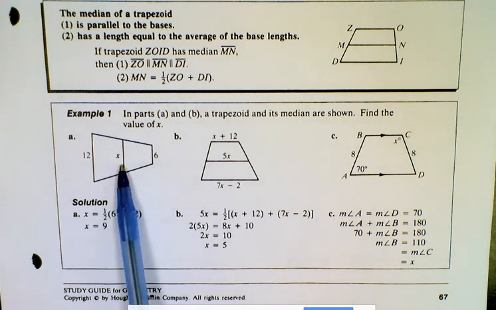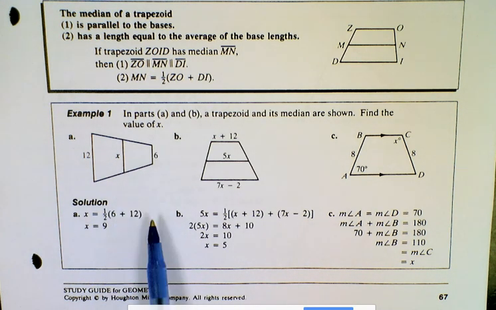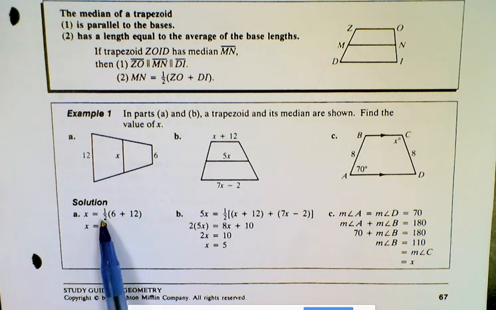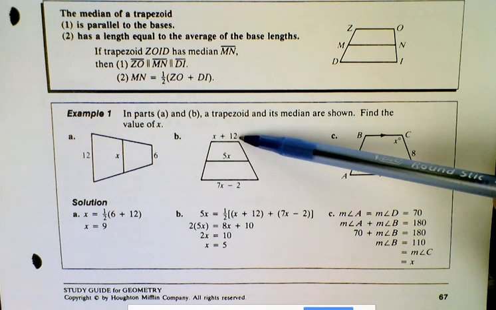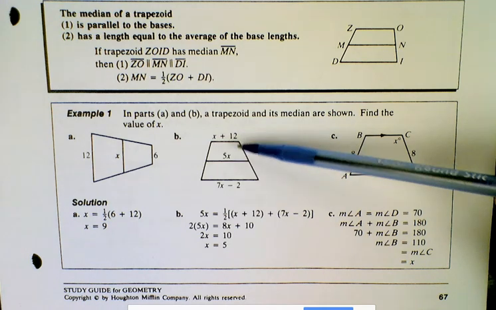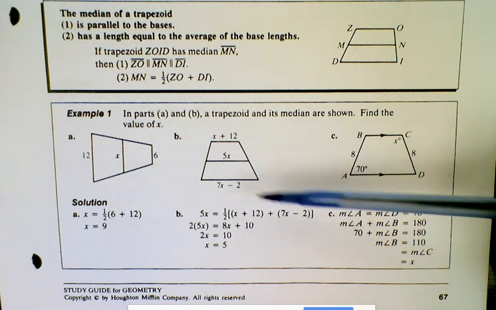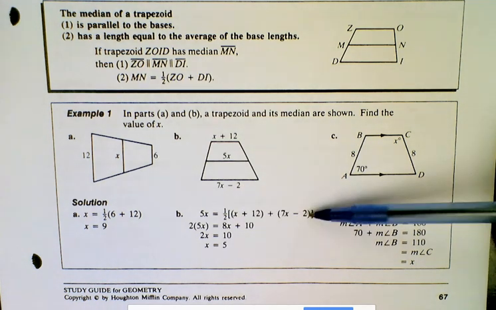So in example A, x would be our median. So we would add the two bases, 6 plus 12, and divide by 2 or multiply by 1/2 to get that our median would be 9. In example B, we're doing the same thing. 5x is our median, and that's going to be equal to half of x plus 12 plus 7x minus 2. And that's shown right here.